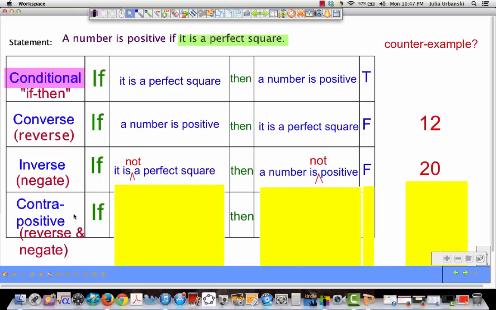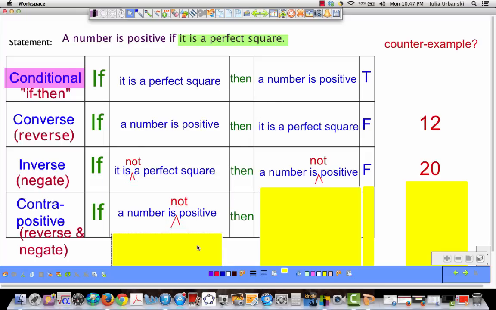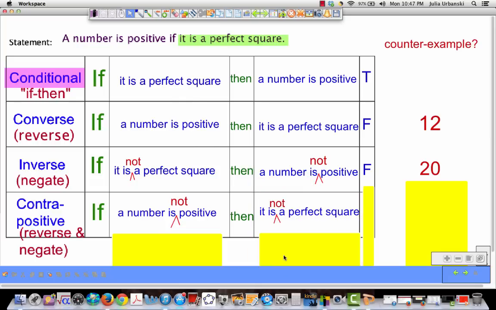And the last one, the contrapositive, reverses it and negates it. It does both, turns it around and adds the word not. So go back to this original order and turn it around while you add the word not. So we'll start with this. If a number is not positive, then it is not a perfect square.